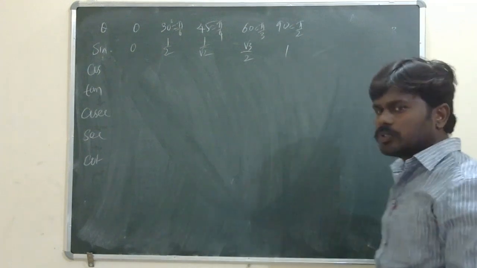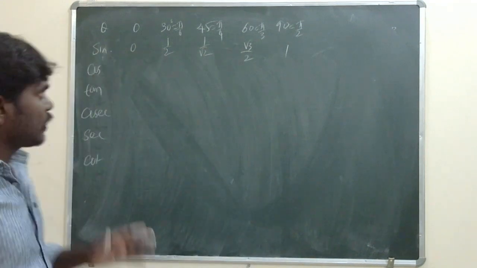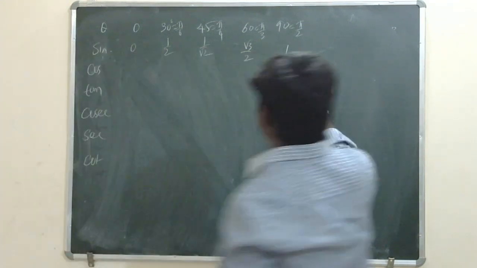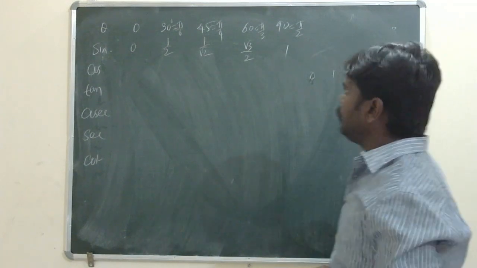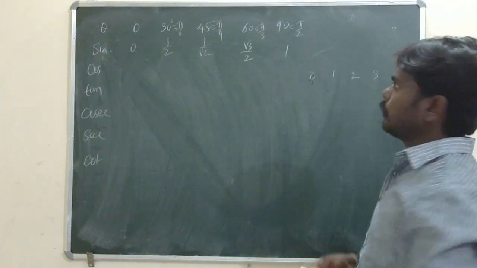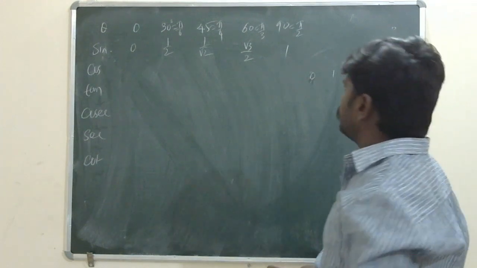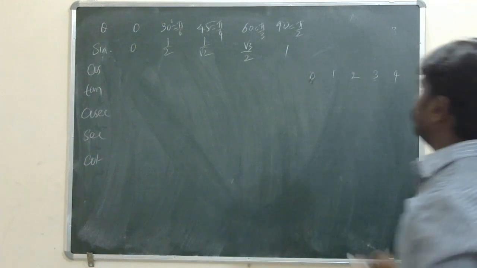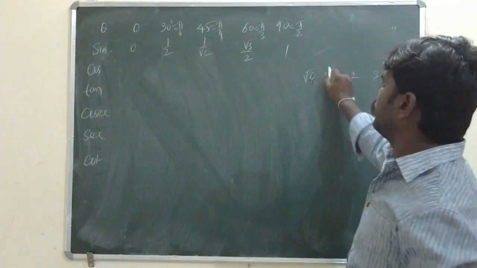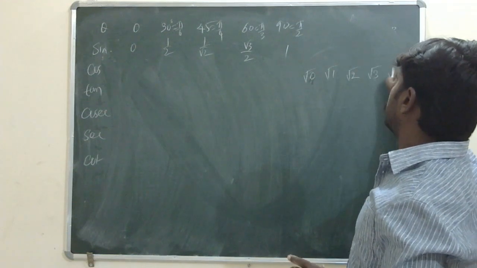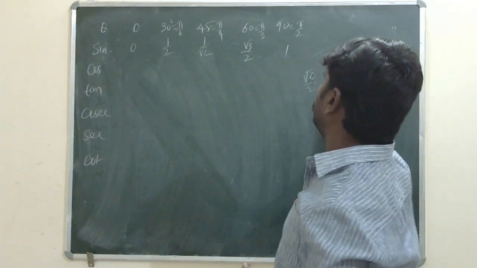Okay, suppose you are unable to remember, what you have to do is simply write 0, 1, 2, 3 and 4. Now just take the square root for all these numbers, and then divide with 2, just to remember this.